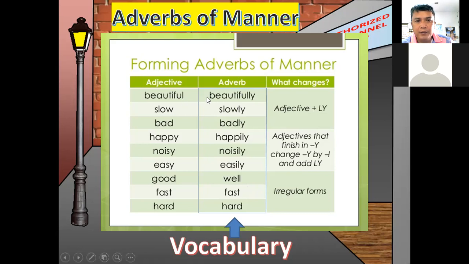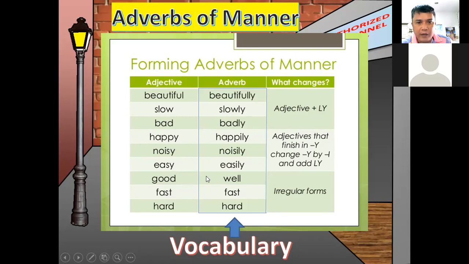Beautiful becomes beautifully. Slow becomes slowly. Bad becomes badly. So what are the changes? Just add L-Y. Next is happy, happily. Noisy, noisily. Easy, easily. So what changes? Adjectives that finish in Y, change Y to I and add L-Y. So it becomes noisy, noisily, happy, happily, easy, easily.